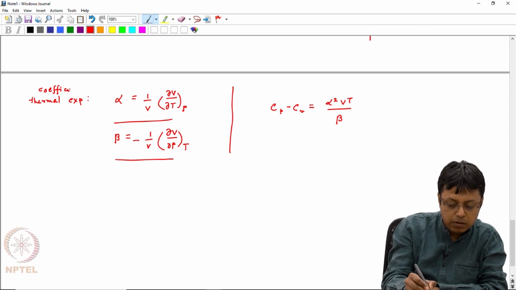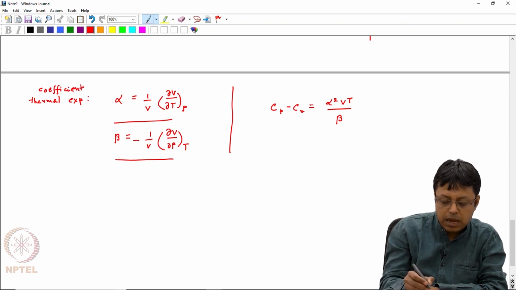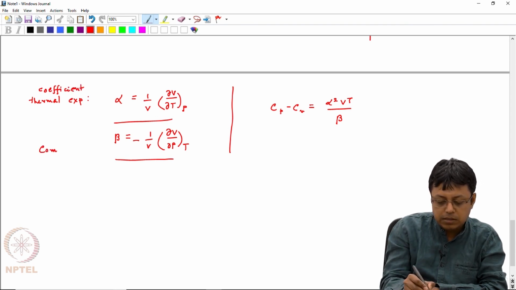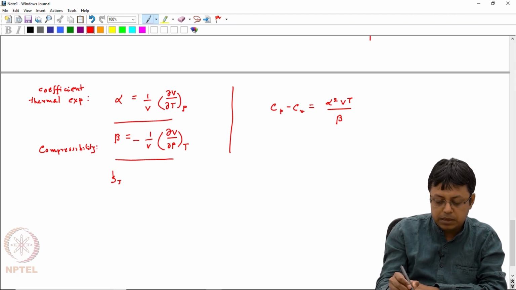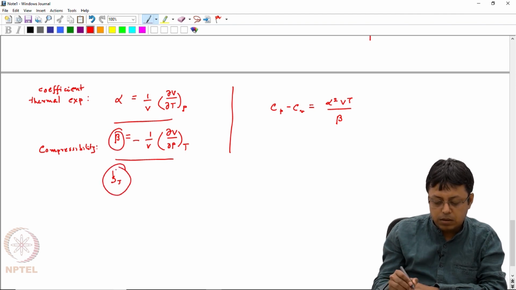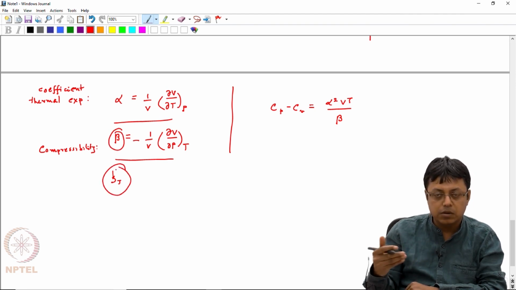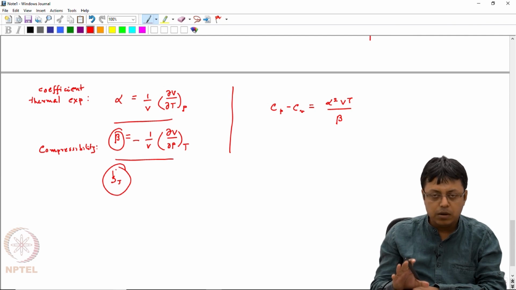Coefficient of thermal expansion, and then this one we call compressibility. Some textbooks denote it as kappa T instead of beta. The suffix T is basically at constant temperature, but we will be using the beta notation here only.